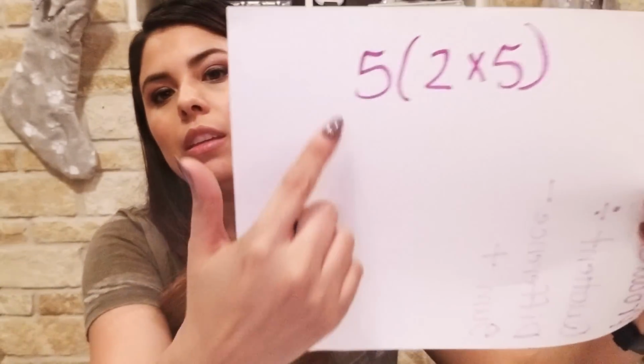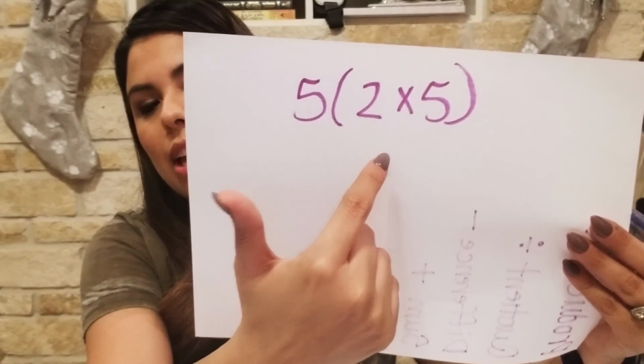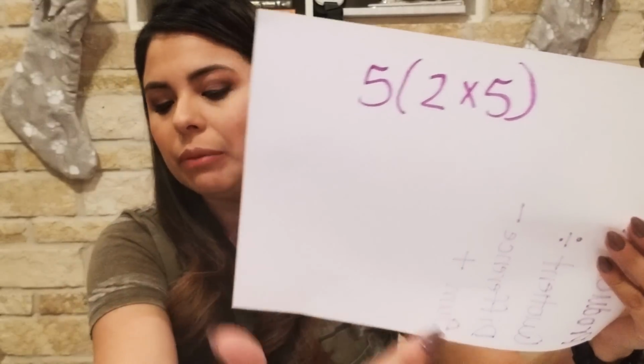Another way is, do you remember when we were doing order of operations, I told you that when a number is right next to the parentheses, that means to multiply? For example, whenever you have 5 parentheses 2, the number next to the parentheses means to multiply, so you would do 2 times 5 is 10, and then 10 times 5 would give you 50.